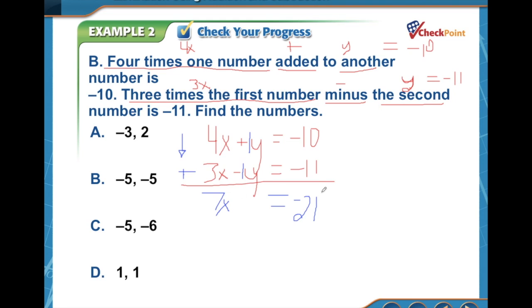And 7 times what number is a negative 21? Well, we know 7 times 3 is 21. What would make it negative, though? A negative 3. And you can check by dividing both sides by 7. So x is a negative 3.